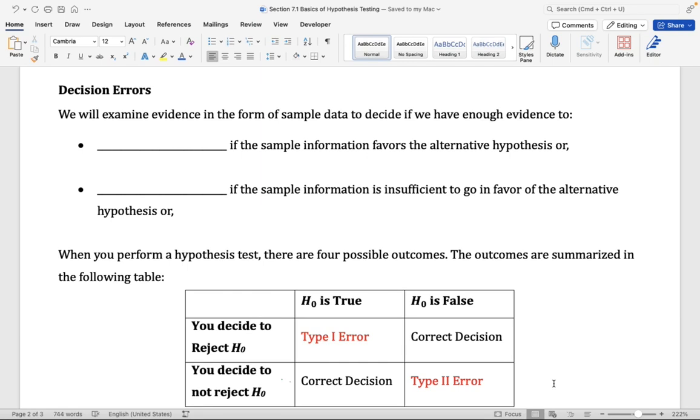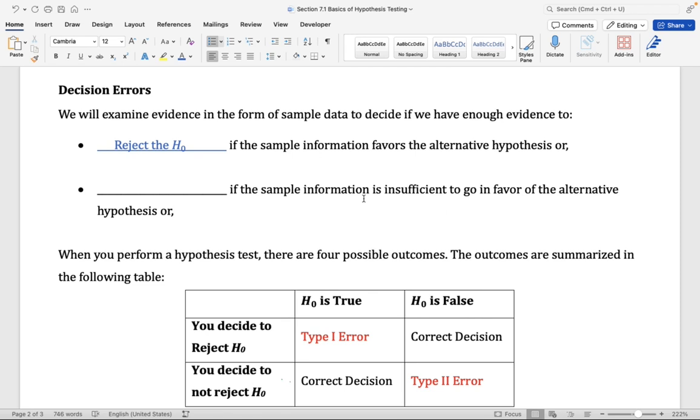Now, let's go ahead and talk about decision errors. In hypothesis testing, we have the type 1 and the type 2 errors. Let's remind ourselves what we're doing in hypothesis testing. We examine evidence in the form of sample data to decide if we have enough evidence to make a decision. One of the decisions could be to reject the null hypothesis. If we reject the null hypothesis, then we're saying that the sample information favors the alternative hypothesis. That means we go in favor of the alternative hypothesis. So that's one decision that we might make.